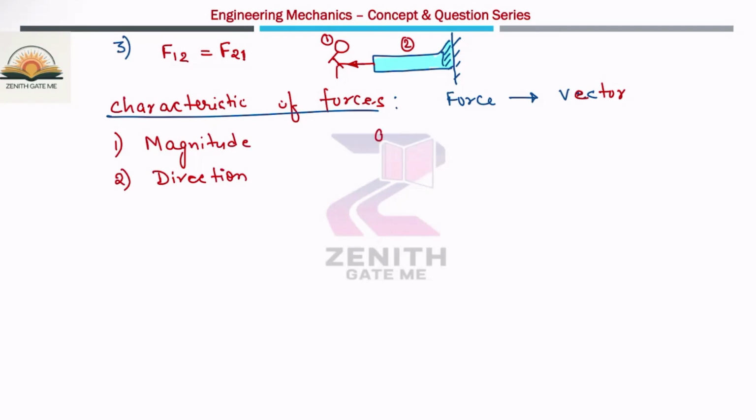Let us suppose one example. There is a beam which is fixed at this particular end. Now I am applying some particular force at the end which is equal to 10 kilonewton. So this is the case number 1.